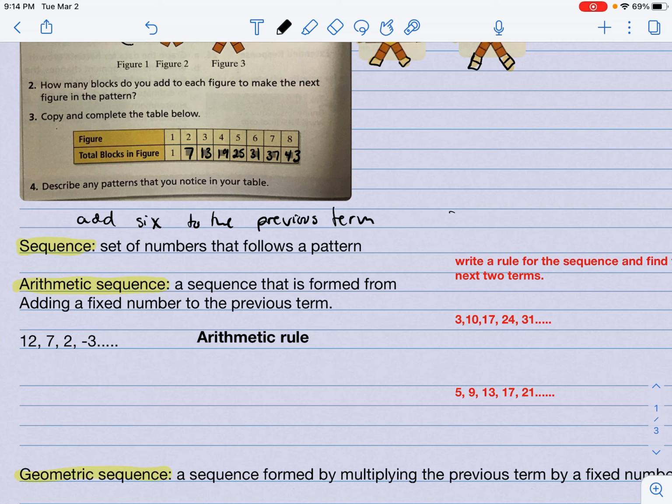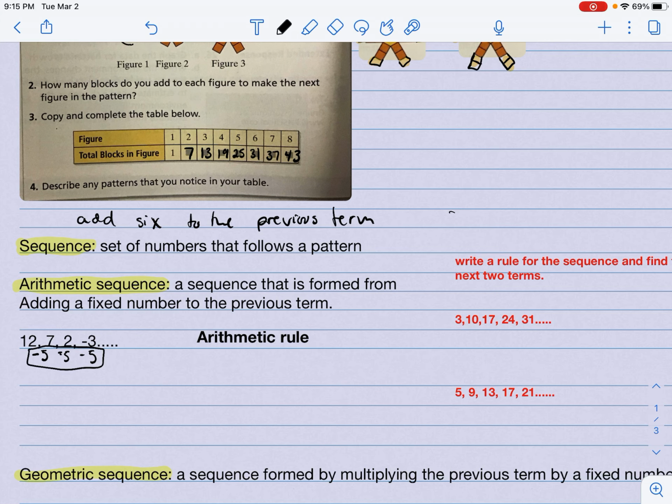So if you take 12 and you minus 5, you get 7. Now let's see, if you minus 5 from 7, you get 2. If you minus 5 from 2, you get negative 3. Okay, so we found our fixed number. Okay, you keep subtracting 5.